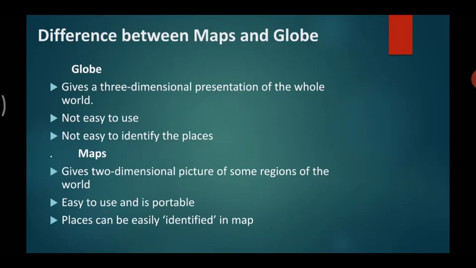Let's move forward. Now, here are some of the differences between a map and a globe. The globe gives a 3D presentation of the whole world, whereas the map gives us 2D pictures of some regions or the whole world. Globe is not easy to use while maps are easy to use and they are portable. It is not easy to identify particular places on a globe, while we can identify any particular place very easily in the map.